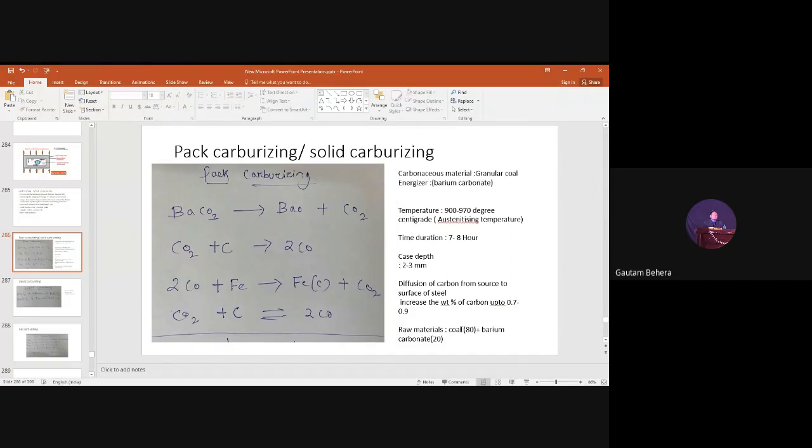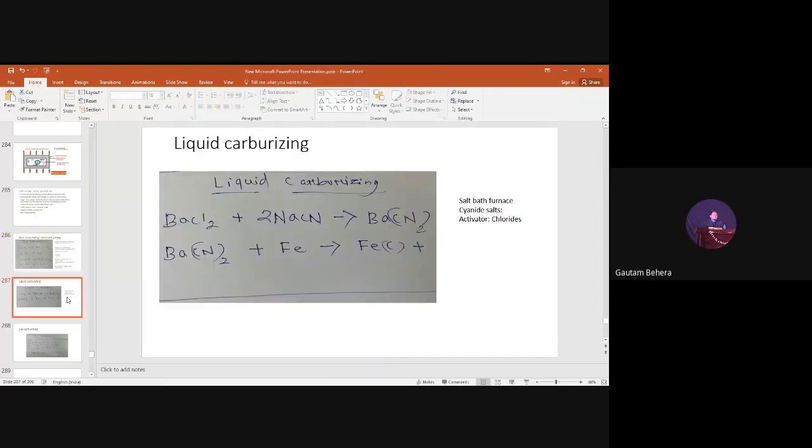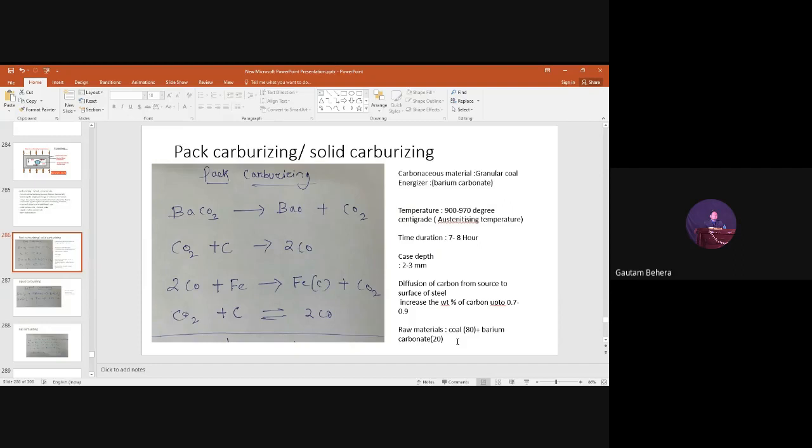Here you understand the function of coal is to provide carbon. But what is barium carbonate doing over here? What is the function of this? Barium carbonate is basically an energizer. Barium carbonate 20% acts as an energizer.